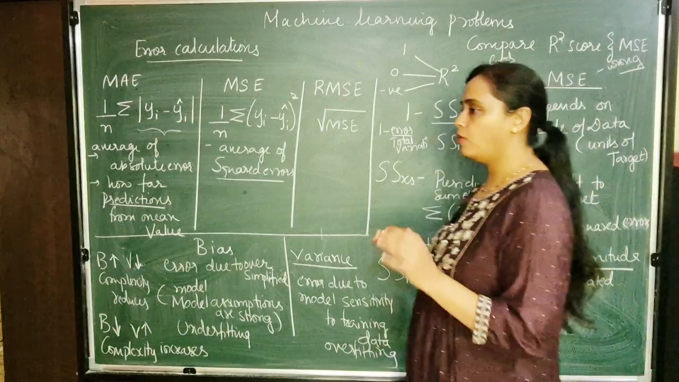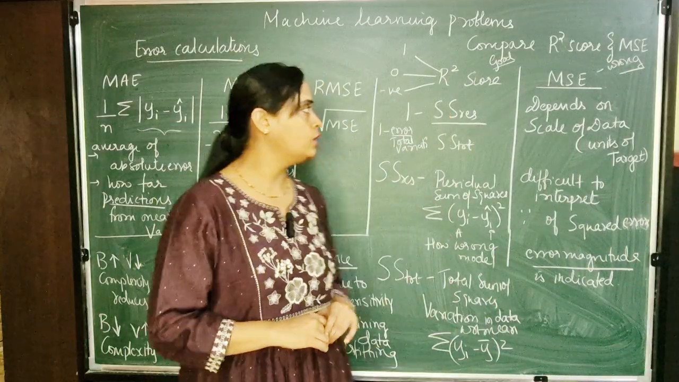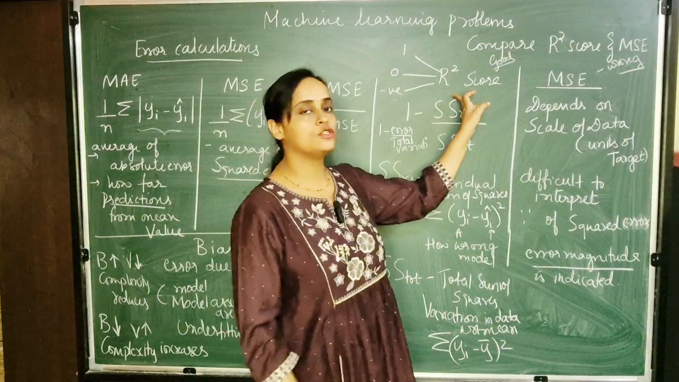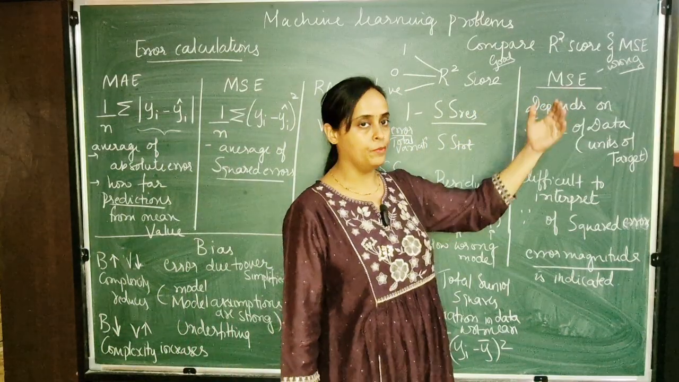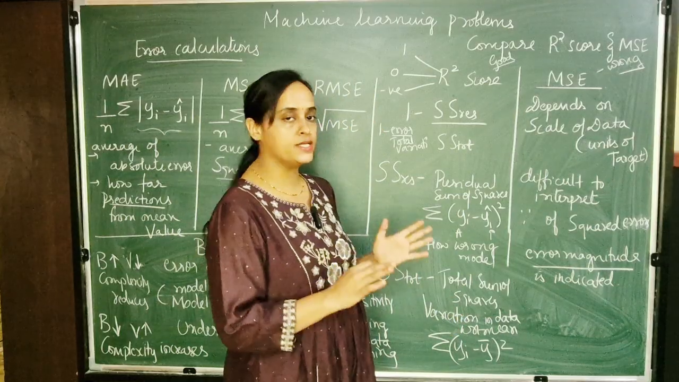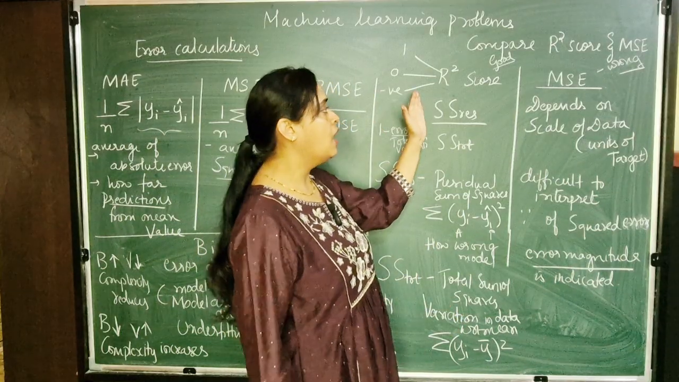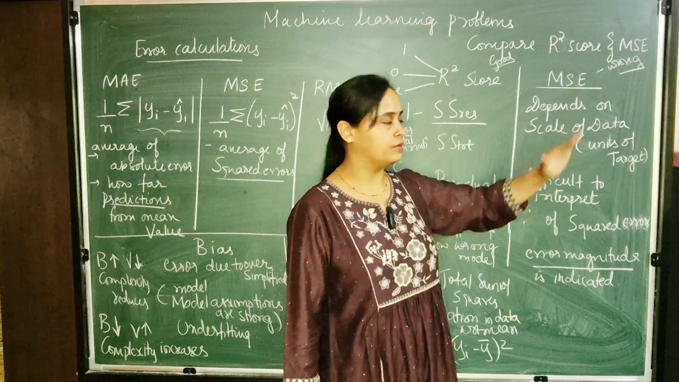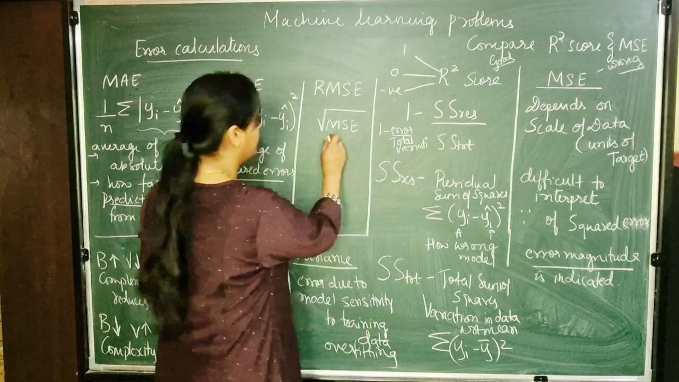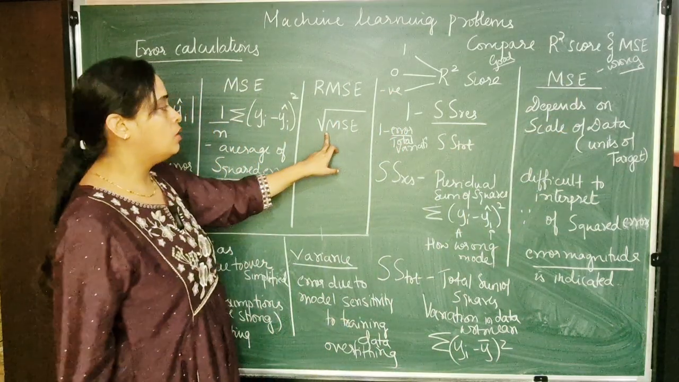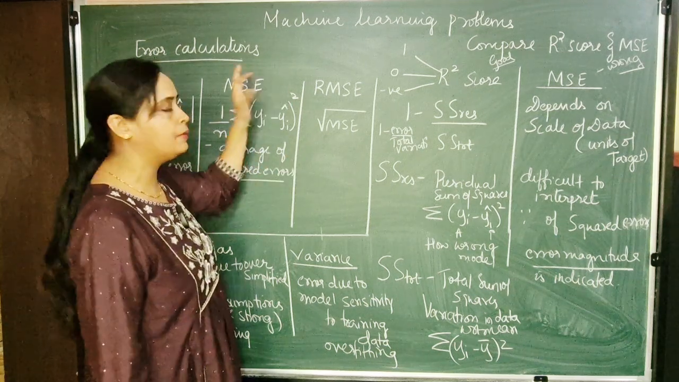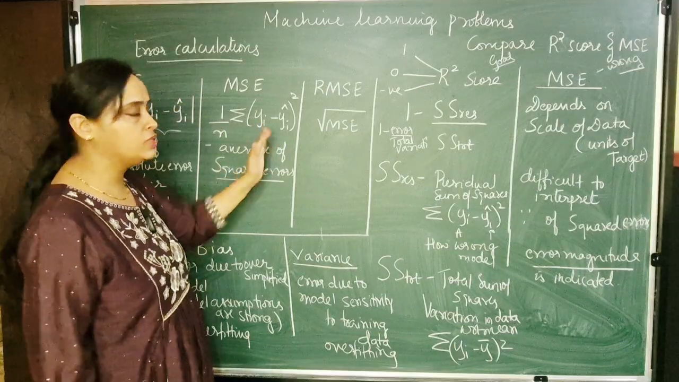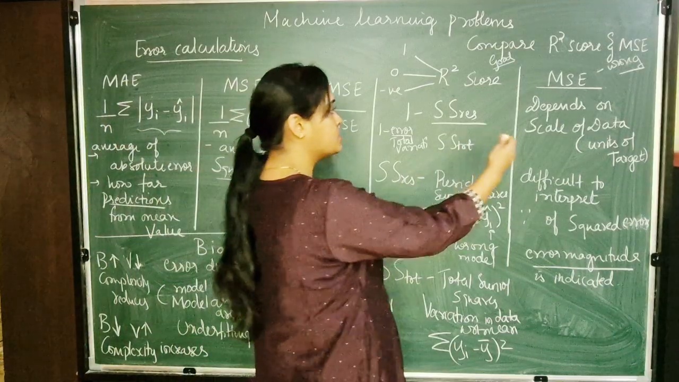Next comes a very important concept. We need to understand why R square score is important with respect to mean square error. Or else we have to do one study, that is comparative analysis between R square and mean square error. Mean square error, we already know, is the average of squared error. So we are squaring the number. We should understand one thing, whatever the value is there, we are squaring.